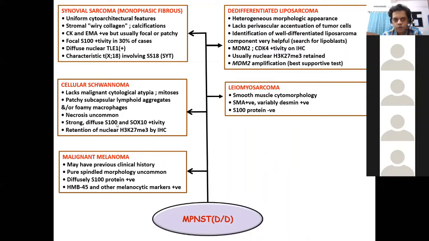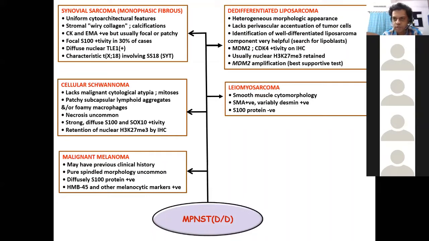And of course, your S100 will be very, very helpful because in the case of cellular schwannomas, it will be strongly positive, S100 and SOX10. In this case, it will be patchy. And H3K27me3 will be retained in the case of cellular schwannomas. It will not in the case of MPNST.